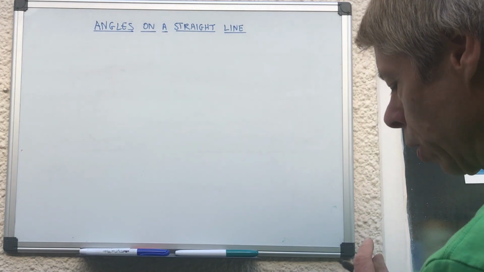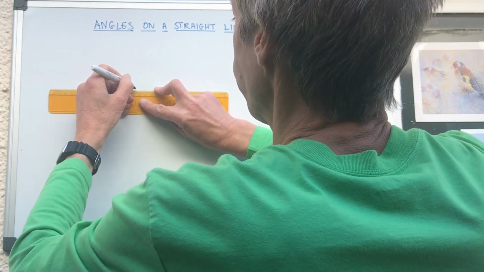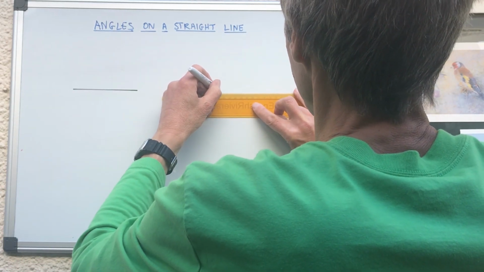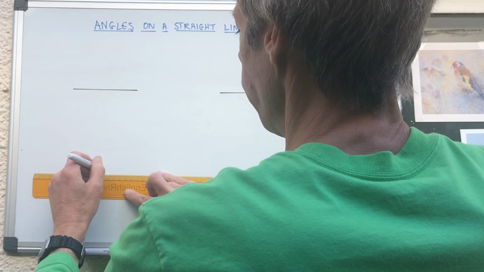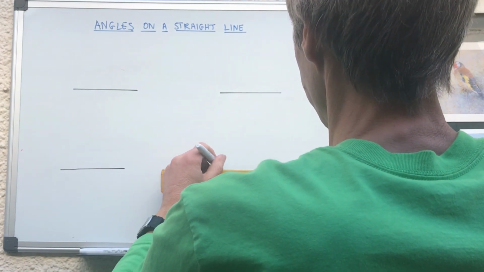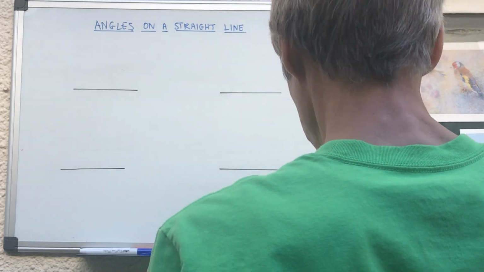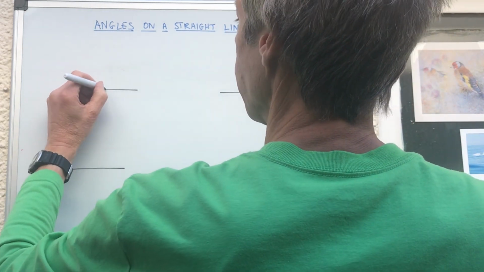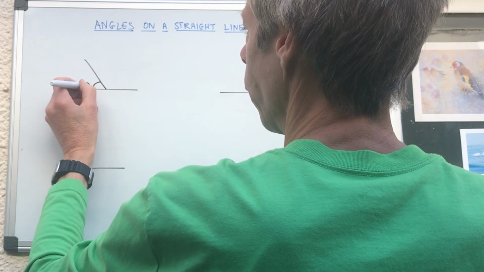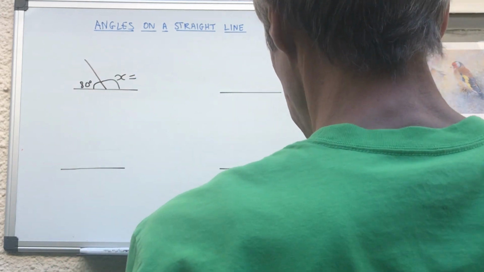So then 4 questions about angles on a straight line. So first of all, let's draw our 4 straight lines. I can try and draw these freehand now. So the first one, we've got 80 degrees here, and we need to know what x equals here.